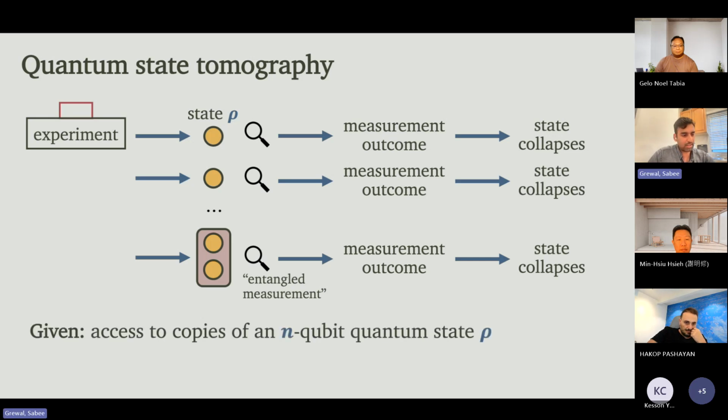So you're given access to copies of this n-qubit quantum state rho. And the goal is to produce a classical description, rho hat, of rho that's close in some distance metric. And what distance metric that is could depend on whatever application you have.